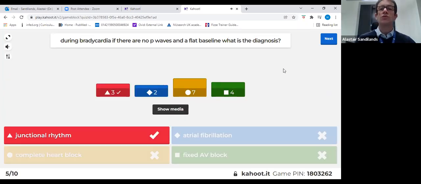Yeah, so it's a junctional rhythm, okay? So don't worry if you don't get this right. This is trying to introduce concepts to you, so don't worry. No P waves, a flat baseline would definitely be junctional rhythm.